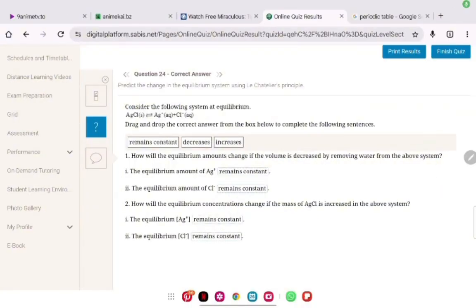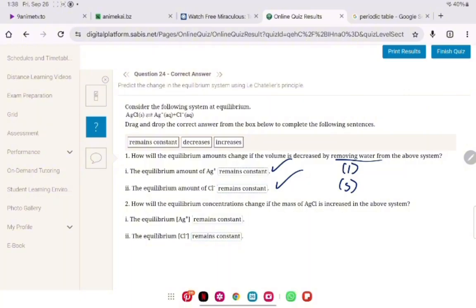Another super easy question, what will happen if you remove water? Water is a liquid. Nothing happens if you remove or increase anything liquid or solid. So it remains constant here.